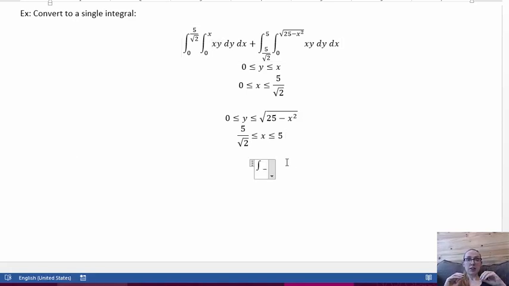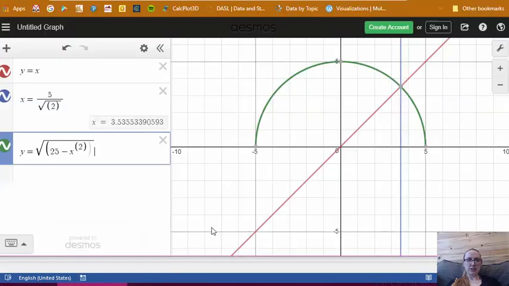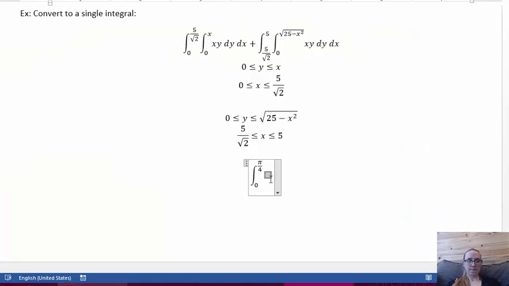My theta values, or my angles, are going to go from 0 to pi over 4. And the reason I know it's pi over 4 is because the slope of this line is 1. If we did have a different sloping line, we would just have to figure out what the angle was there and then use that angle to find our bound. And then the r value is going to go from 0 to the radius of the circle, which was 5.